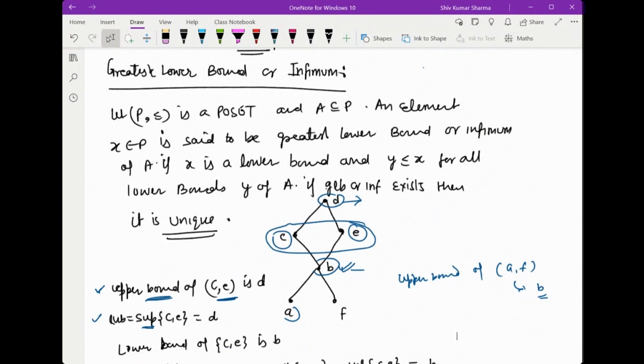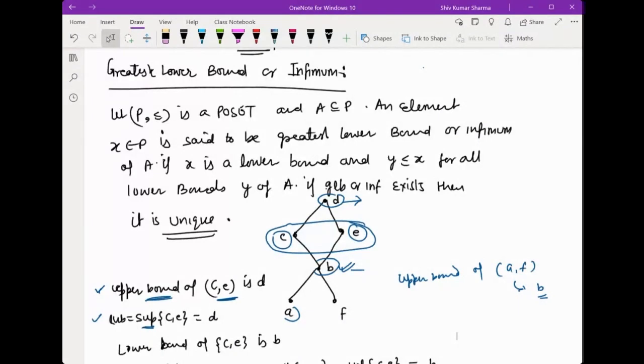What is the least upper bound? Least upper bound means supremum value of C and E. So that means supremum value is also D, because there is no other value above the D. So D is the highest value, which is the upper bound, और उससे above भी कोई value नहीं है for this particular one. So that means D is also the supremum value of C and E.